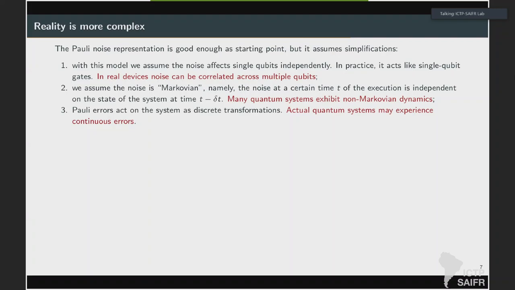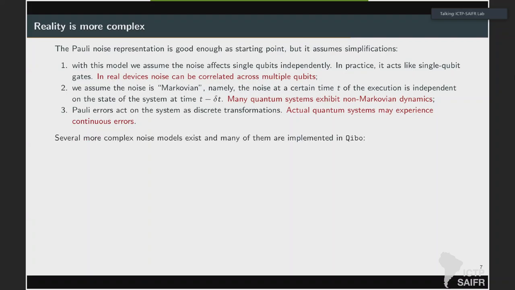Again, we are assuming the noise is acting in a way we can call Markovian. So we assume the noise we are applying at some specific time of the execution does not depend on the state we had a bit earlier in time. And this is in general not true. Many quantum systems exhibit non-Markovian dynamics, in the sense that what happens at some specific point is strongly related to what you had a second before. And then, as I was mentioning, Pauli errors act on the system in a discrete way. So we are bit flipping, phase flipping, just discrete operations. But in general, this is not true. You can have continuous errors, depending on some parameters of the lab or something like this.